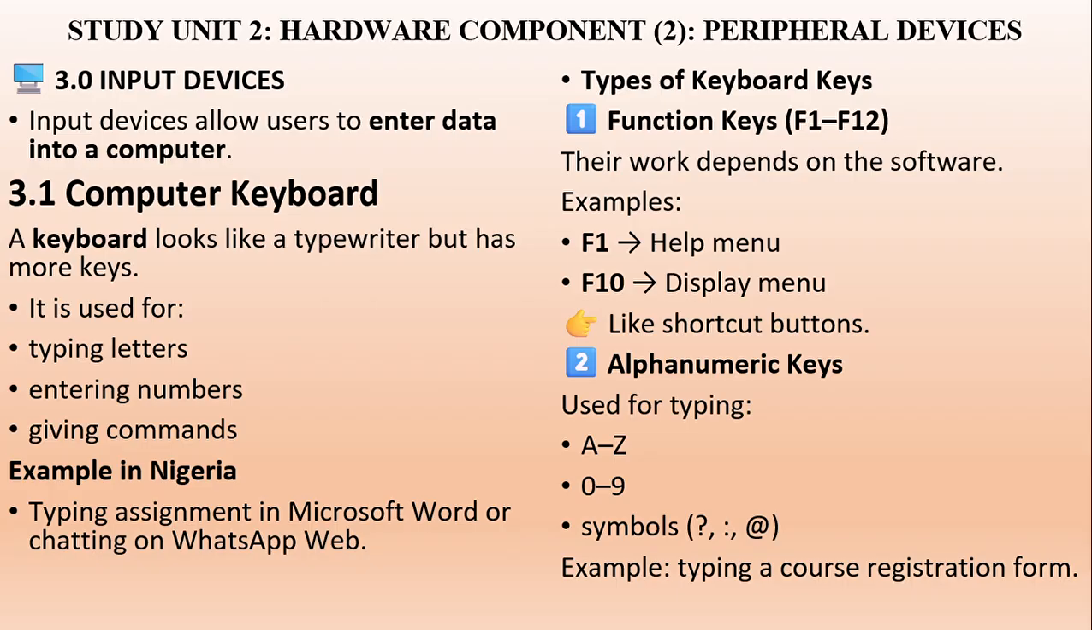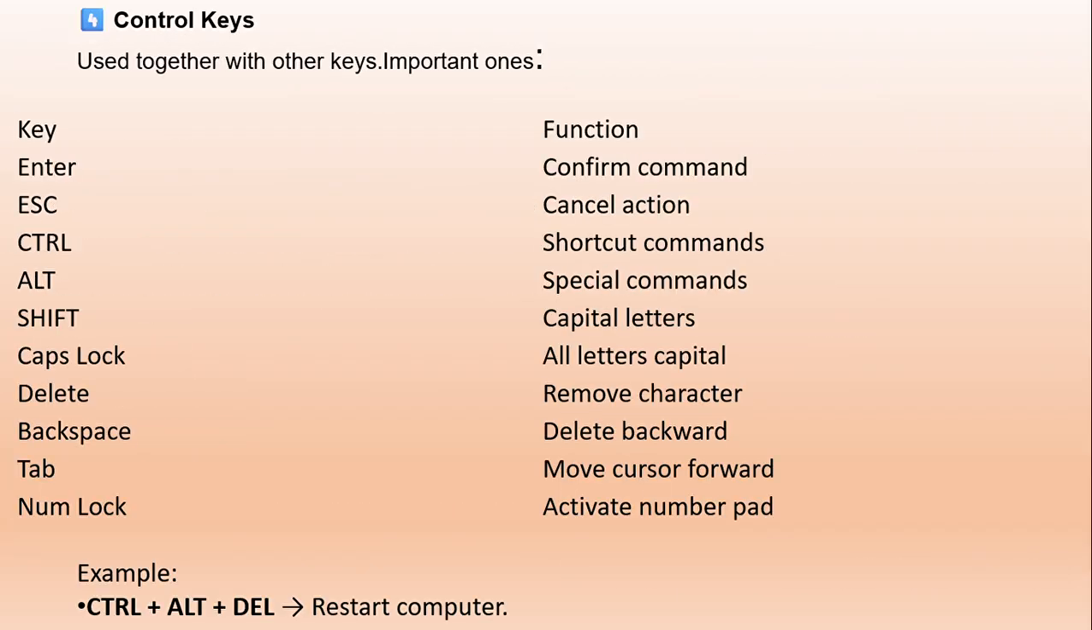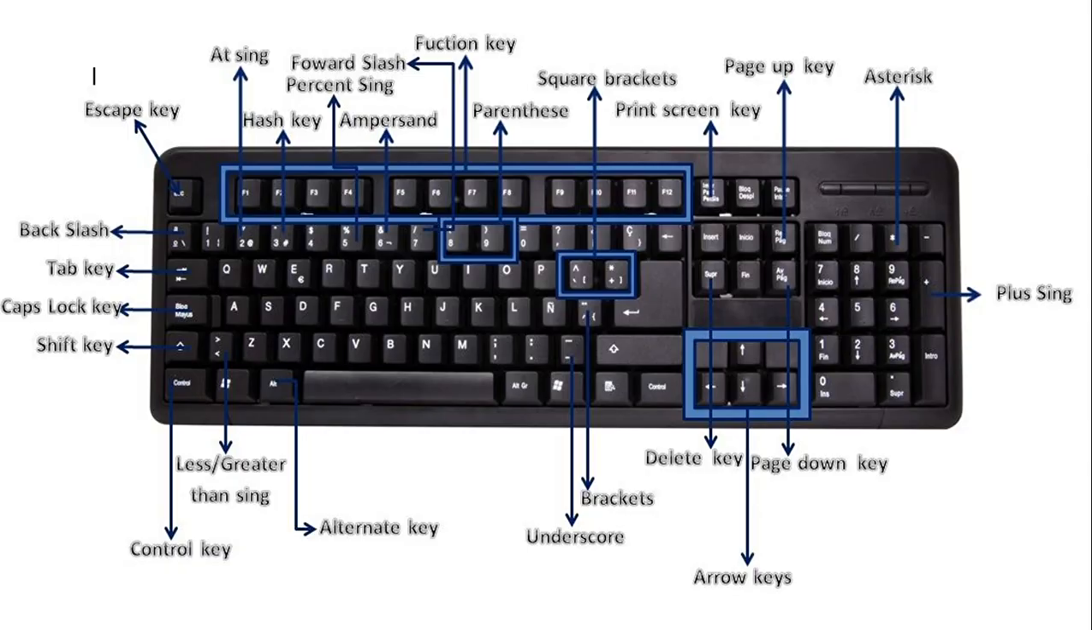Symbols like question mark, comma, semicolon, full stop, at. All of these are classified under alphanumeric keys. An example is typing a course registration form. Yes, you are typing it. If you look at your keyboard, I think I have a picture of the keyboard there. Let's just use this.